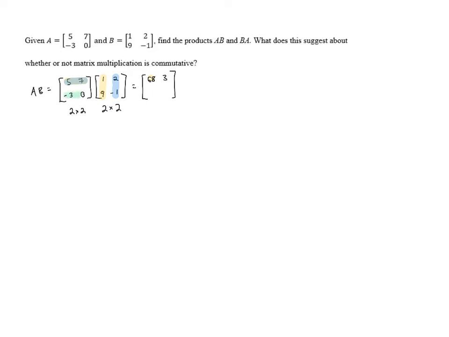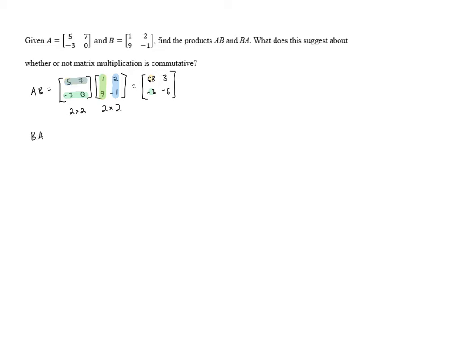Next, we move to the second row, and we take the inner product of the second row and the first column to get the element down there. So -3 times 1 is -3, and 9 times 0 is 0. When we add those, we get -3. And then finally, we take the inner product of the second row with the second column for the last element. -3 times 2 is -6. 0 times -1 is 0, and when we add those, we get -6. So this is the product AB.